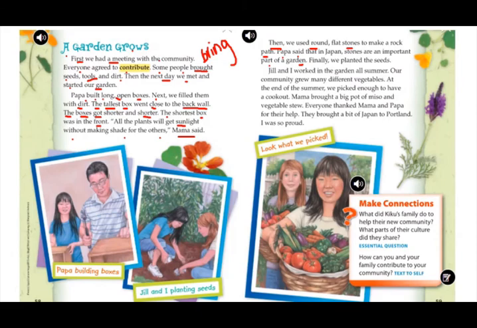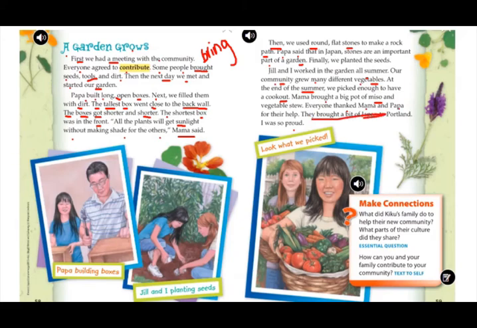Finally, we planted the seeds. Jill and I worked in the garden all summer. Our community grew many different vegetables. At the end of the summer, we picked enough to have a cookout. Mama brought a big pot of miso and vegetable stew. Everyone thanked Mama and Papa for their help. They brought a bit of Japan to Portland.